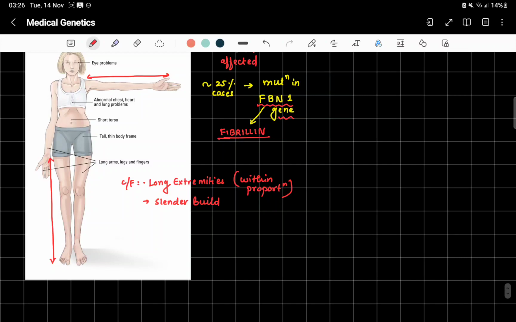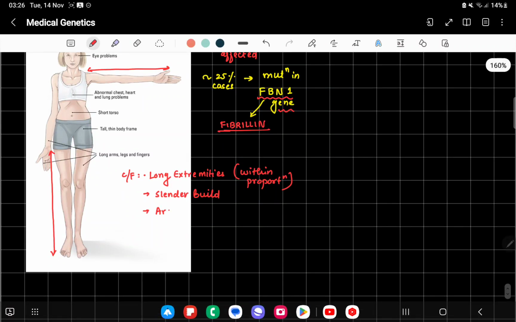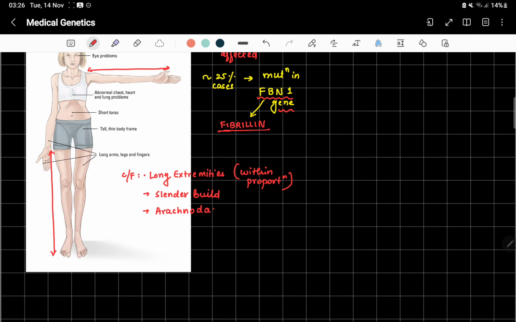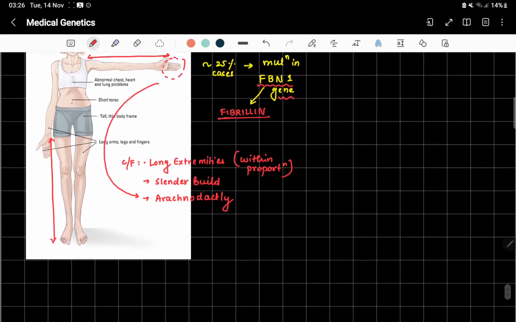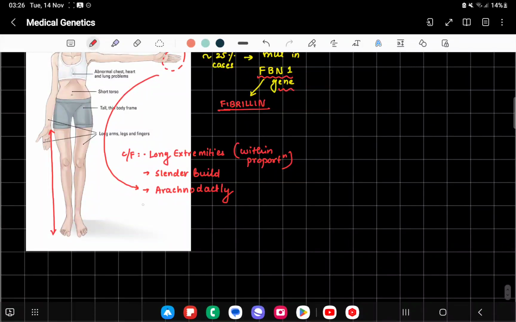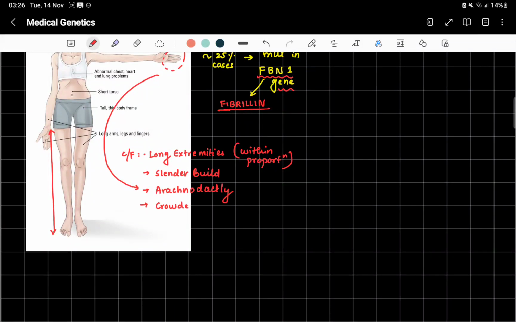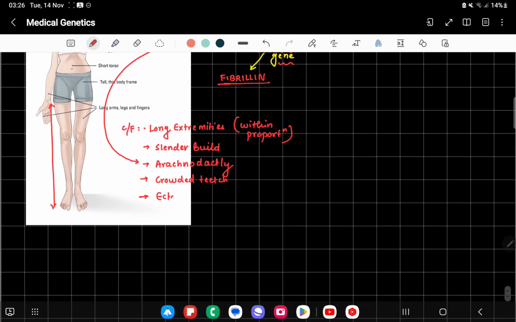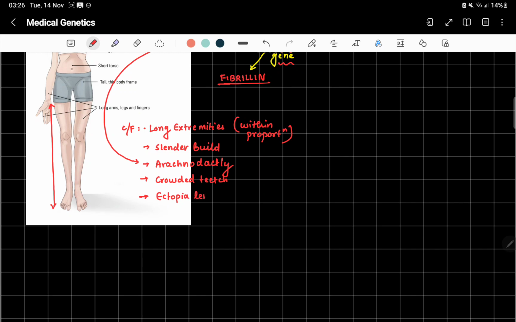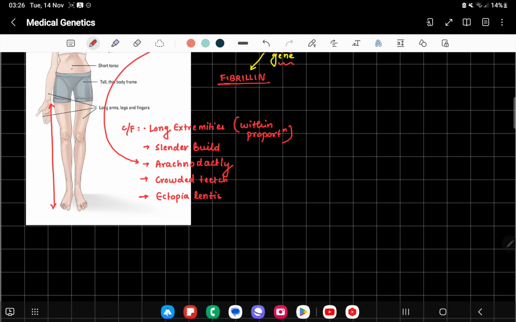You can have long spidery fingers, or arachnodactyly. What is arachnodactyly? We have long fingers, you can see long fingers. This is called arachnodactyly. Then you have crowded teeth. Ectopia lentis, which is a deviation of the lens towards one side.